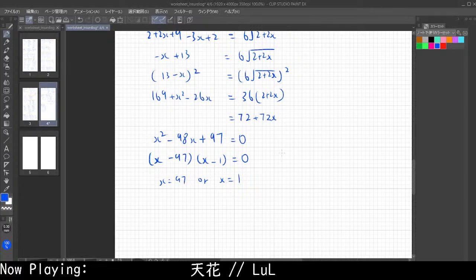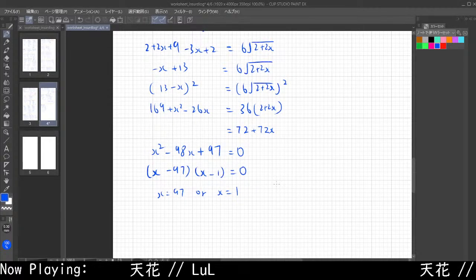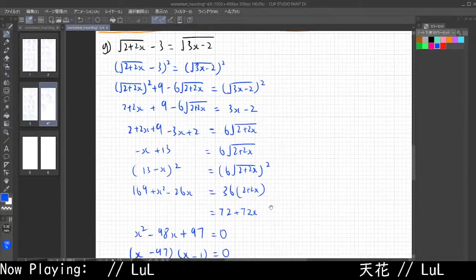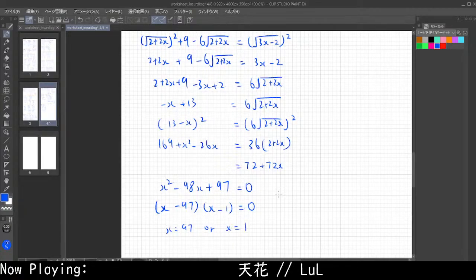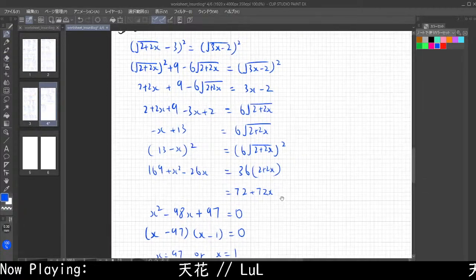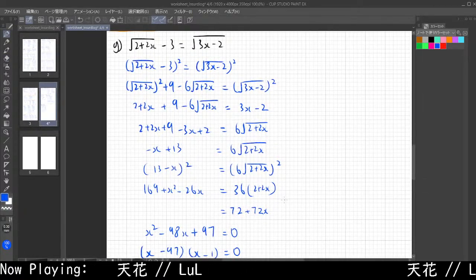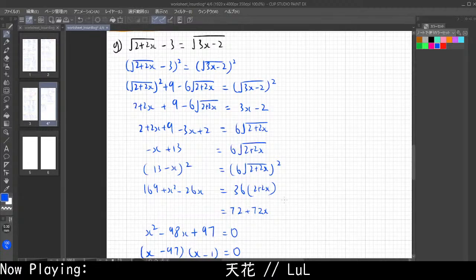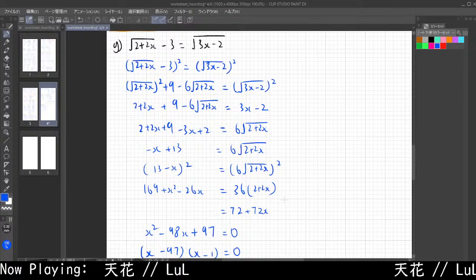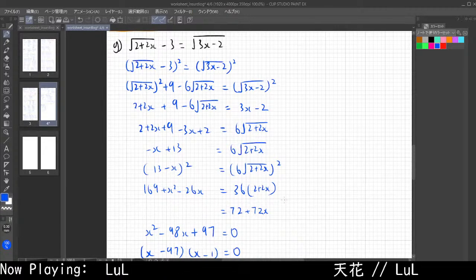Okay, then again we can do double checking. Okay, this is by pure luck. I did not design this question to become like that. 2 plus 2 times 7, 3 11, 3 times 27, minus 2, 17. Okay, so 97 is out. 1, 2 plus 2, 2 minus 3.